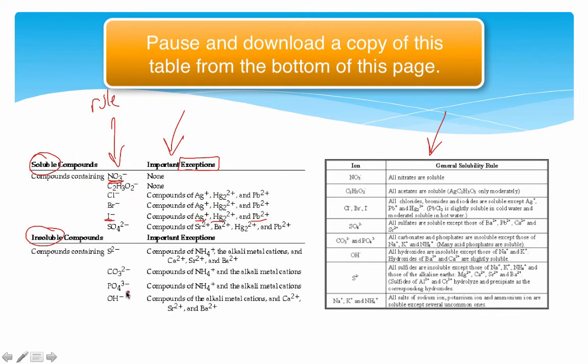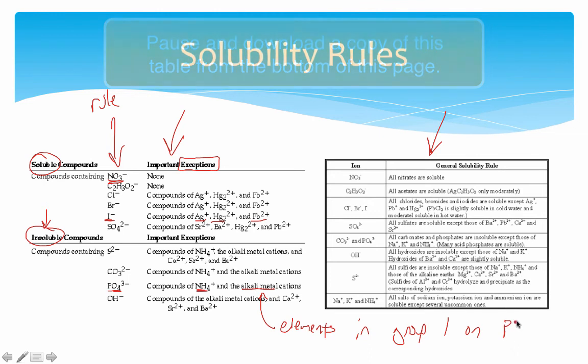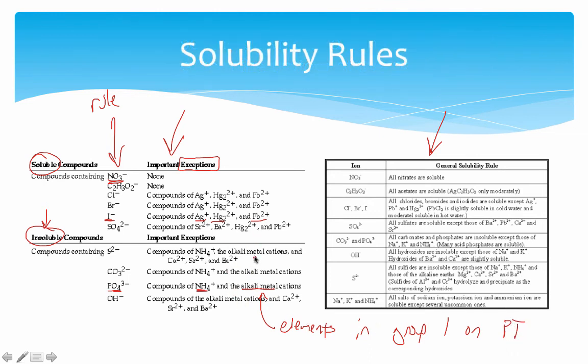Same thing's going on down here. Phosphate compounds are generally insoluble, meaning they do not dissolve in water, unless they're paired with ammonium, which is one of our polyatomic ions, or the alkali metal cations. And we should maybe note on here, these are the elements in group 1 on your periodic table. We'll be talking more about these different metal group names later on in the year.